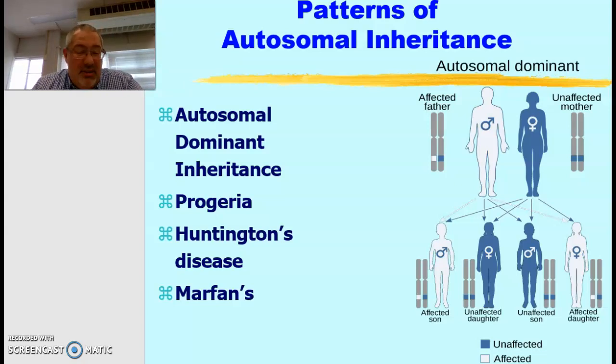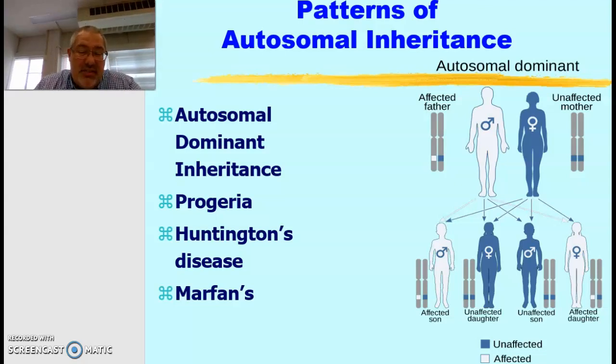Autosomal dominant is where I'm going to stop at with this first video. In this case, only one parent needs to contain a dominant allele, and the chance would be 50% that an offspring would also have this condition.